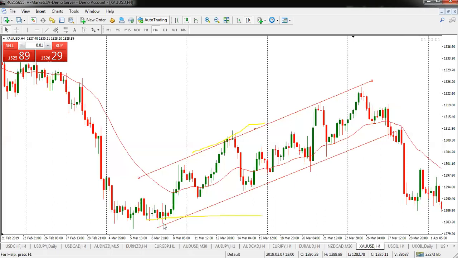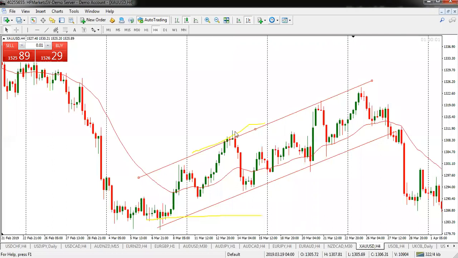Now, I know that this is an uptrend. For me to really make money out of this market, I should be buying. But I cannot buy at any point. I cannot just enter the market and buy, or else I could lose more money than I will ever make.